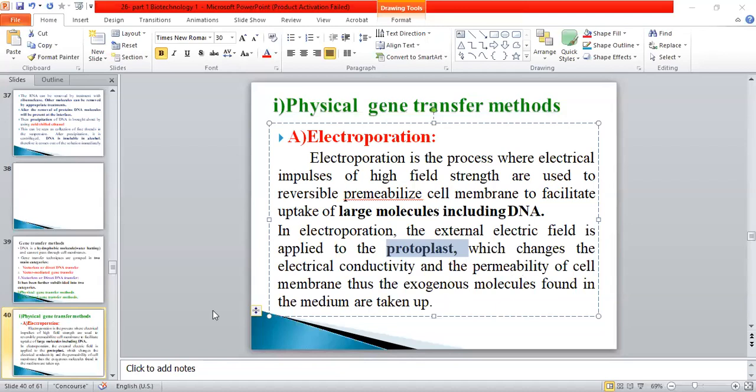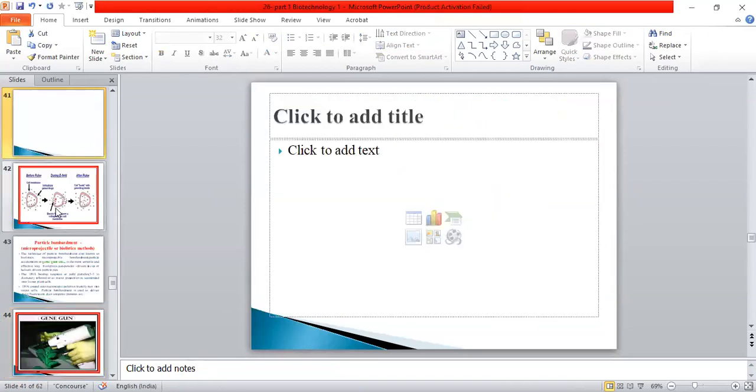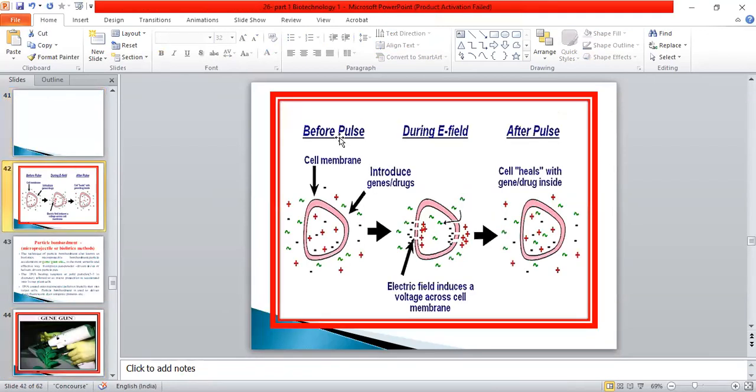Okay, see that one. Go to the next one. This is considered before pulses, during electric field, and after pulses. The cell membrane is this structure. Inside as well as outside there is pressure, and plus charge and minus charge are also there. Introduce a gene or drugs, whatever it may be. We are giving the electric field. Suppose when you are giving the electric field, all the positive charges are arranged in a manner.